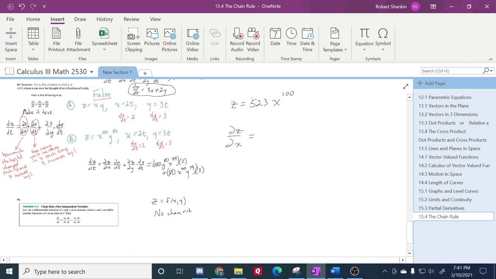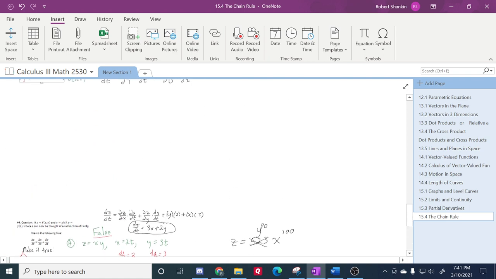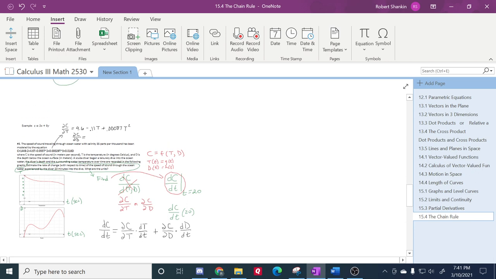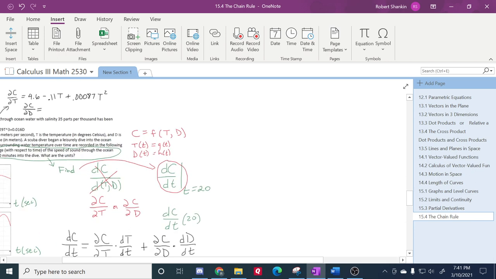Now what we're going to do is replace this 523 with y to the 80th, but treat it just like it was a 523. It's a constant. So you're going to get 100 times that times x to the 99. Okay, I got it. Glad you asked. It's important to get those basics down.